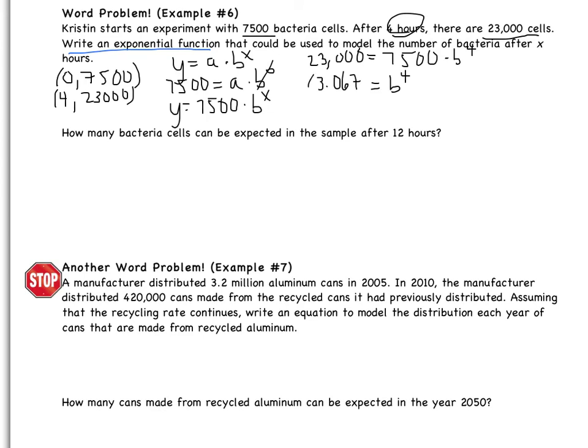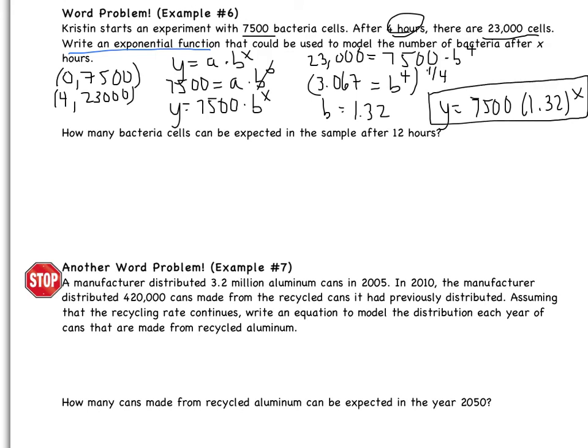Now to get rid of that 4th power, I have to take everything to the 1/4 power instead. When I take 3.067 to the 1/4 power, I get b to be 1.32. So my final function becomes y equals 7,500 multiplied by 1.32 to the x power. In this case, y is the number of cells, and then x is the number of hours.